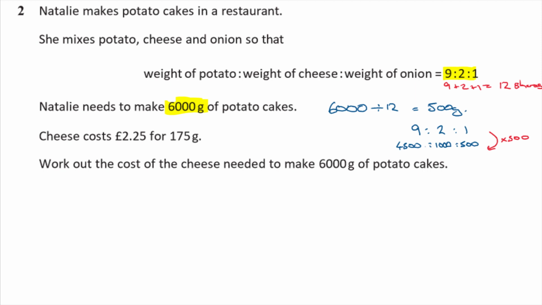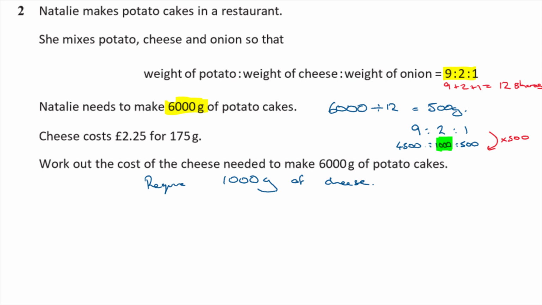Okay. So how much cheese do I need? I need 1,000, because the 2 was the 1,000. That was the cheesy column, wasn't it? So I need 1,000 grams of cheese. Okay, so then I know that cheese costs £2.25 for 175 grams.